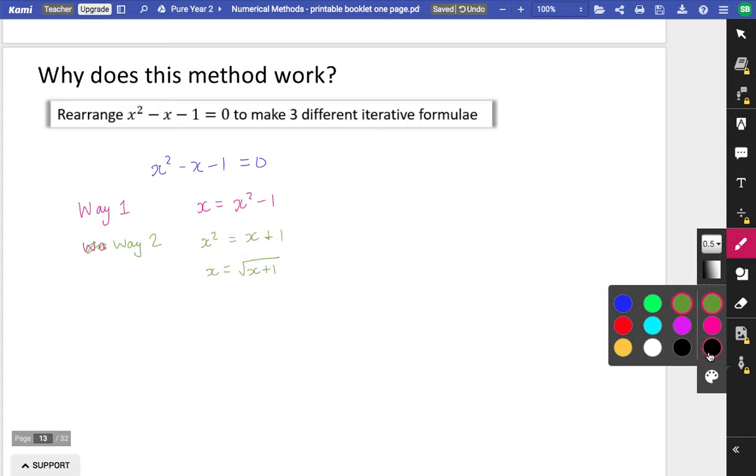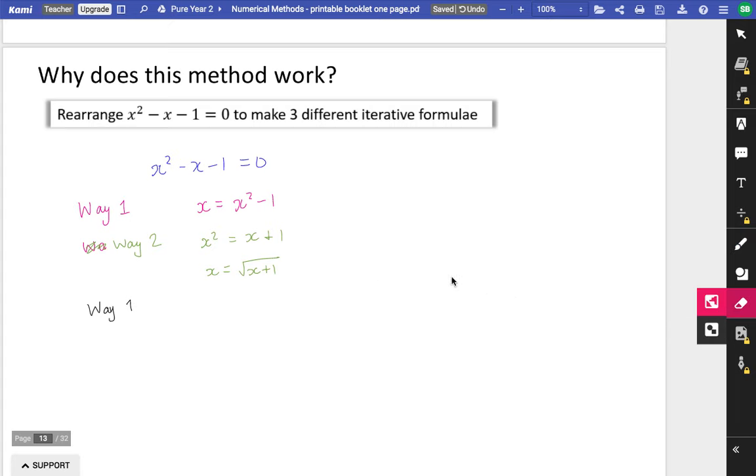Now, way 3, I'm wondering if any of you can spot way 3. Way 3 actually took me a bit of time to think, how's that final way I could do this? Let's erase this. Now, the way I would do way 3, and I've only noticed there's this pattern, is it's stuff to do with factorising. Now remember, we're not trying to factorise to solve, we're trying to factorise to find x as an x equals. So I have started off with x squared minus x minus 1 equals 0.